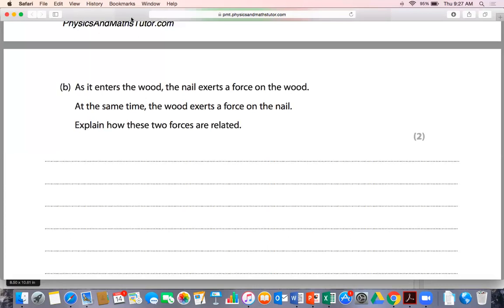Just give me 1 minute to write everything. Please note down Newton's third law. Teacher, what is Newton's third law as well? Every action has an equal and opposite reaction. Okay.